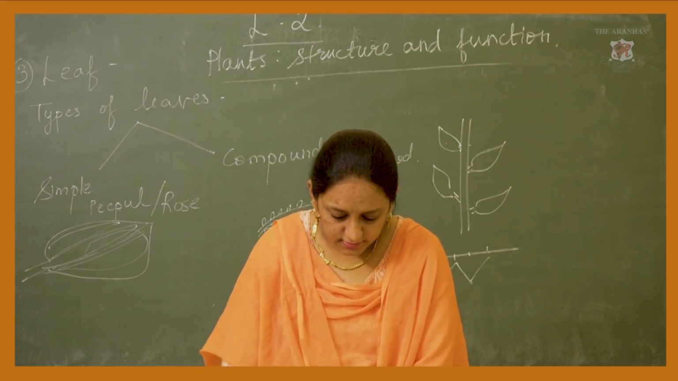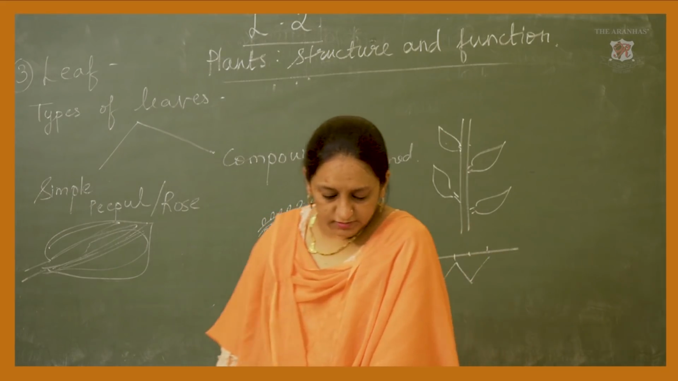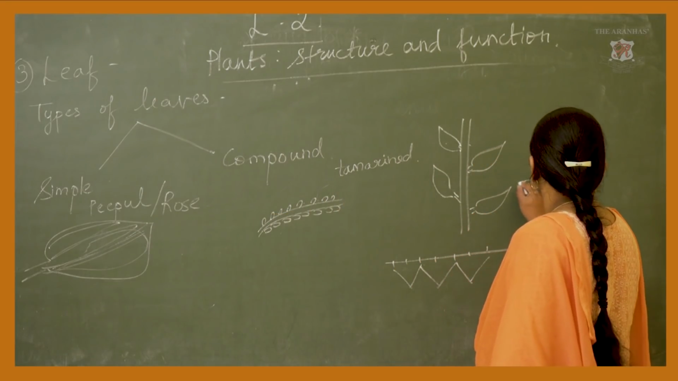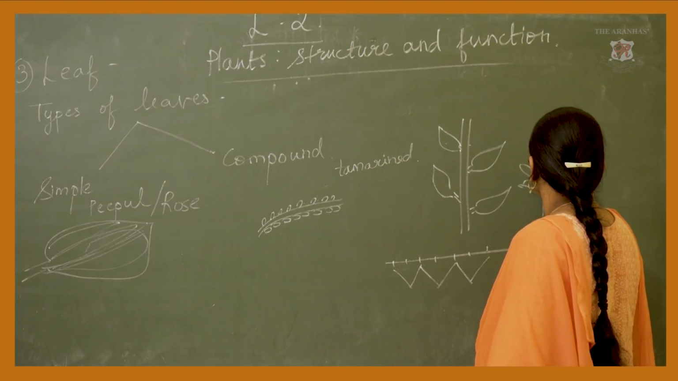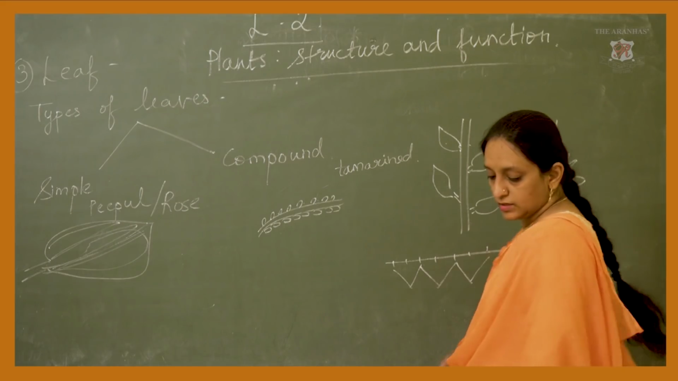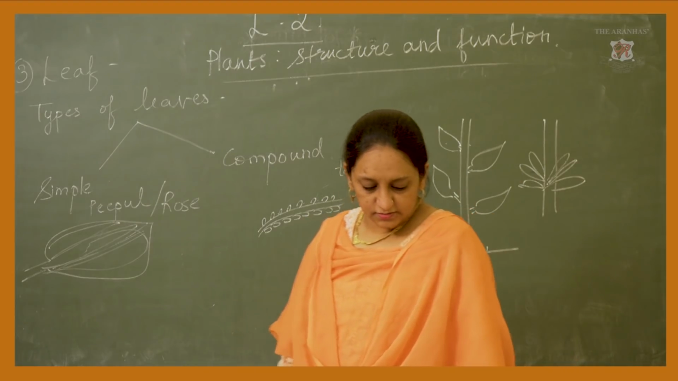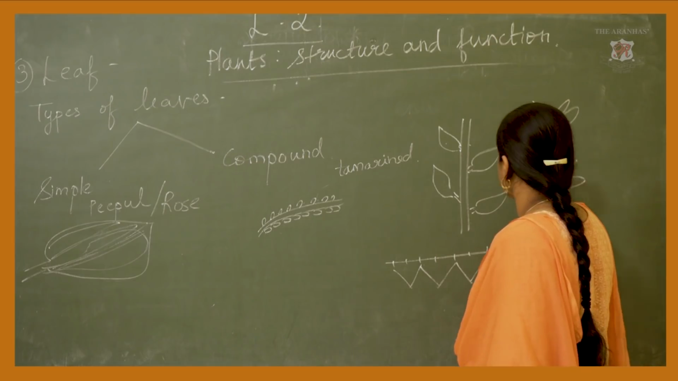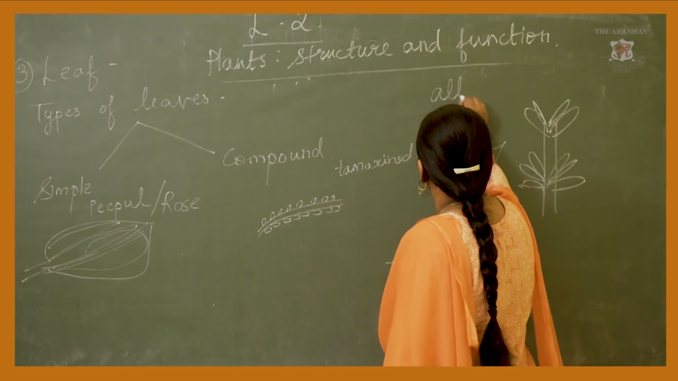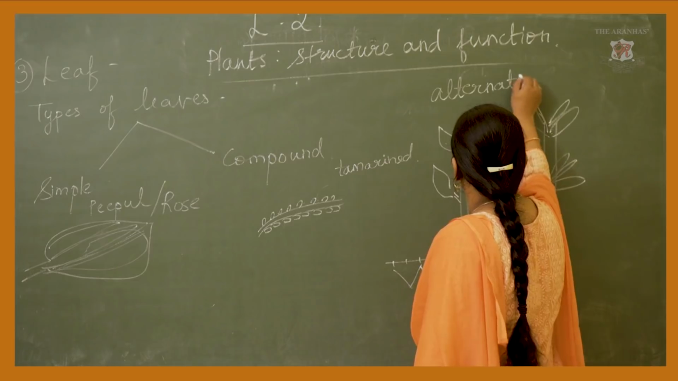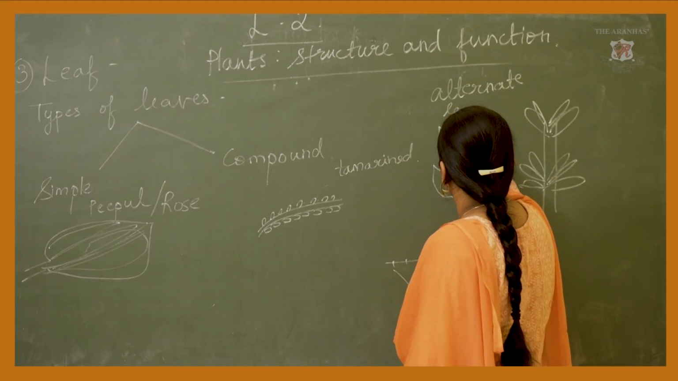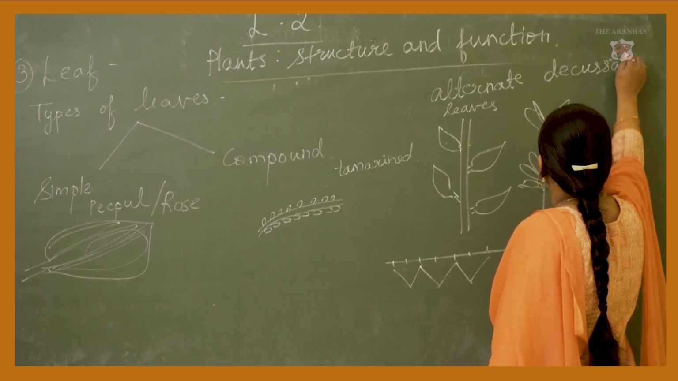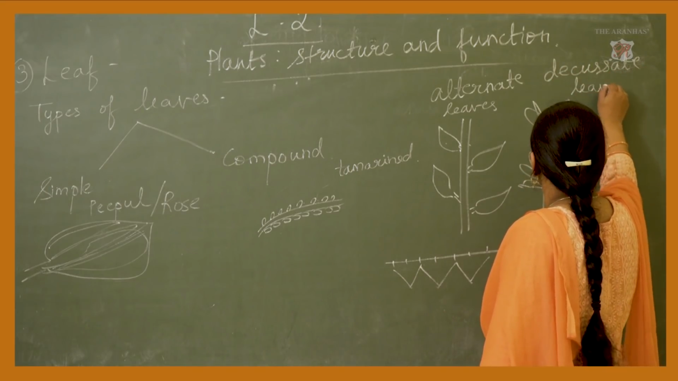Then decussate, you can see. In decussate, leaves grow from the same place, and again grow from the same place. In this way they are very near to each other. This is called decussate arrangement of leaf. Again the next bunch starts from here. This is called decussate, this is called alternate. We are seeing arrangement of leaves on the stem, alternate leaves. This is decussate arrangement of leaves.